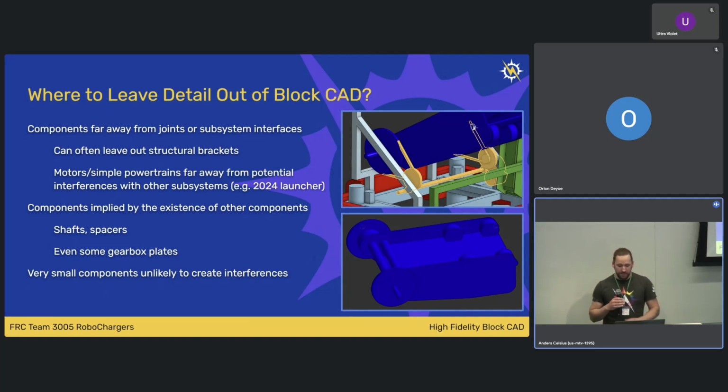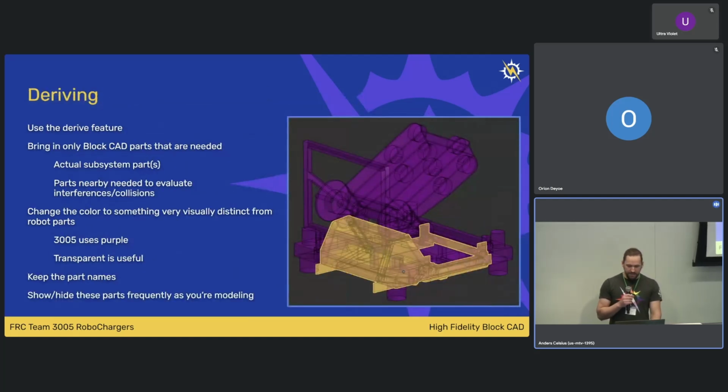Even some gearbox plates can be left out. You can see on the top image here our powertrain for our launcher pivot this past year. The gearbox plates that tie all those motion components together are just omitted completely because there was a reasonable degree of flexibility on where those exactly could be. And then small stuff like fasteners is not needed.